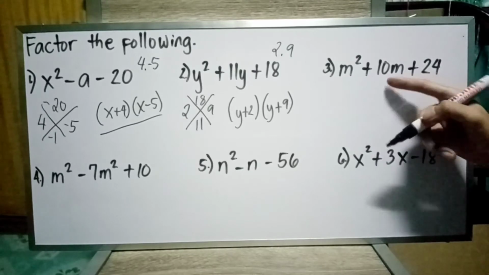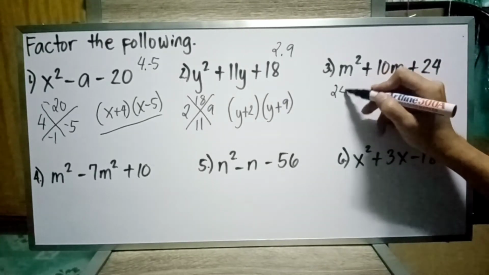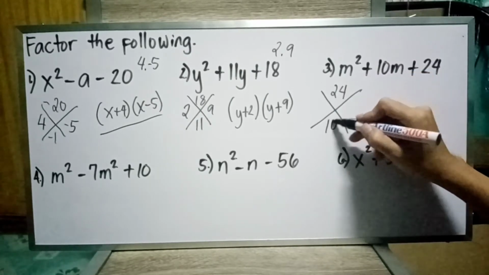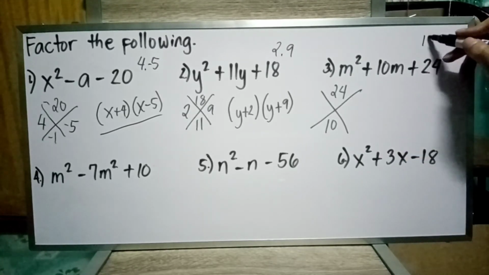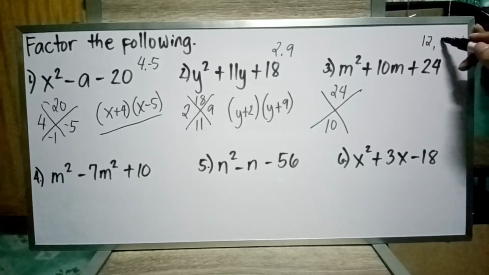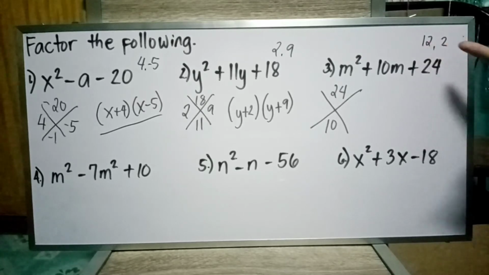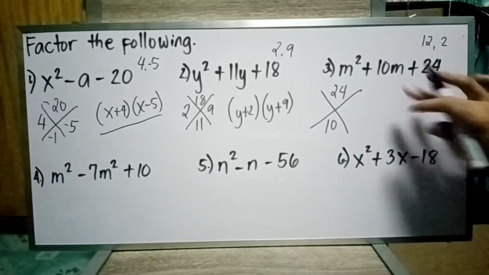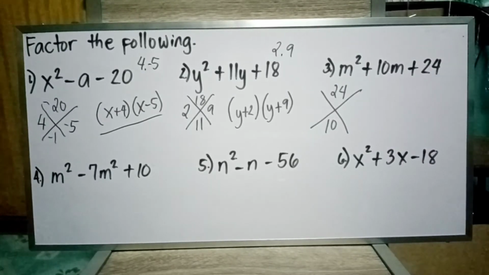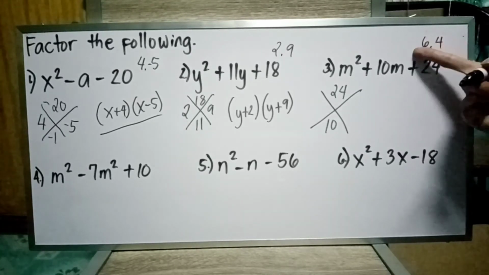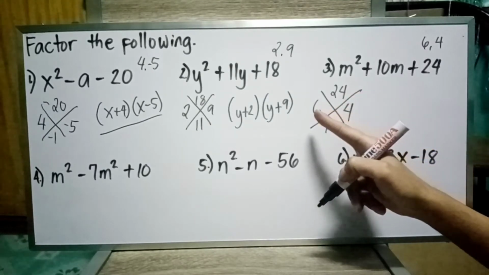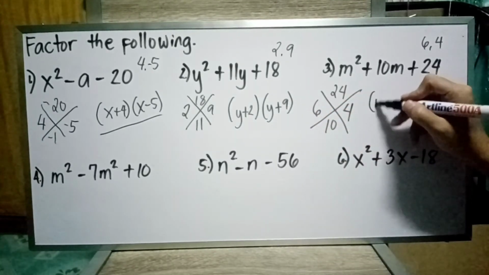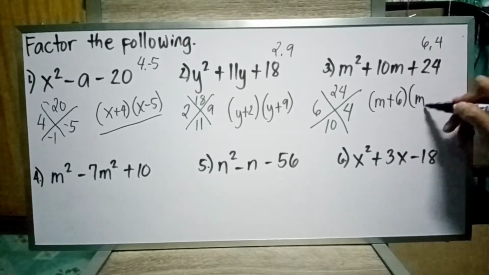Next, m squared plus 10m plus 24. We're looking for the factors of 24 that will give you a sum of 10. That is 12 and 2. 12 times 2 is 24, but the sum is not 10. What else? 6 and 4. 6 times 4 is 24, and 6 plus 4 is 10. So therefore, m plus 6, m plus 4.